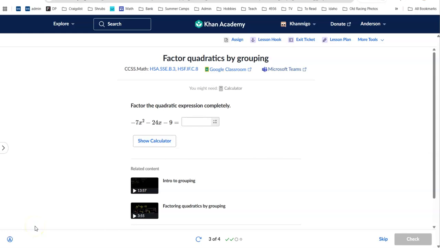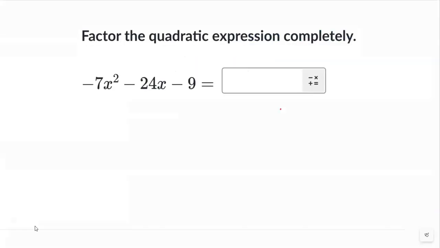Factor quadratics by grouping. All right, there's two ways you can go about this. They both start off the same way. So I'm going to start off, and then I'll show you the two different ways you can solve it after that. So we have our A term, our B term, and our C term.